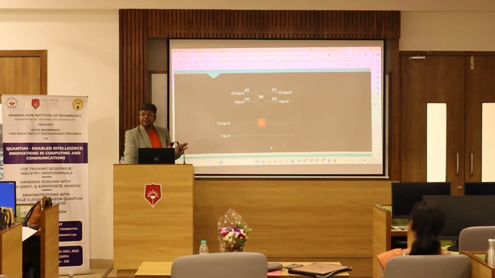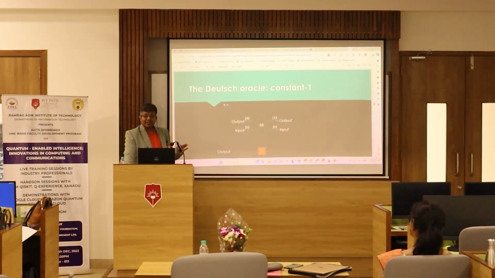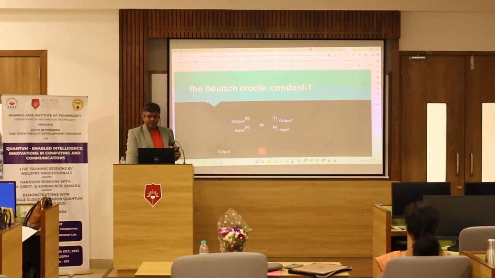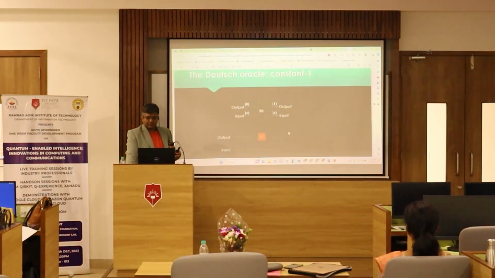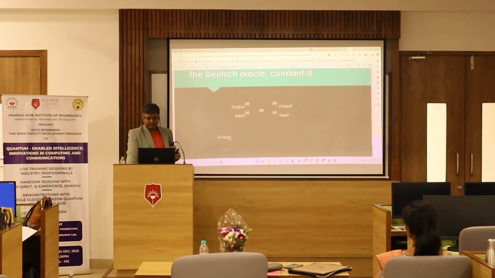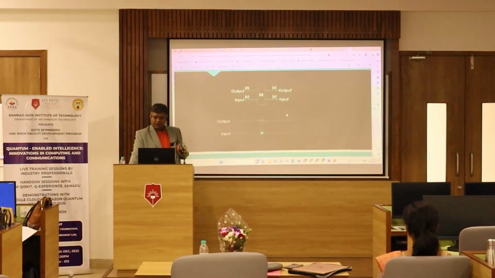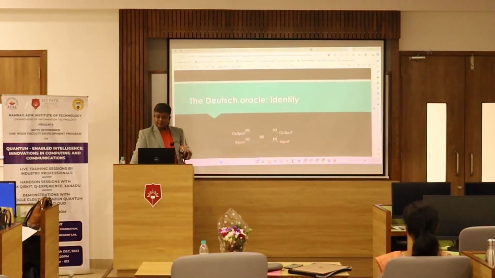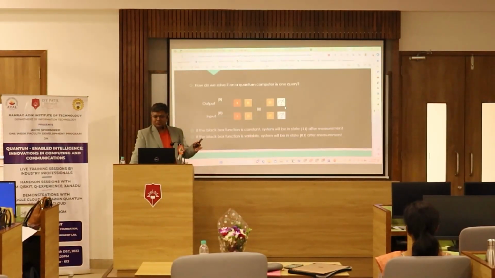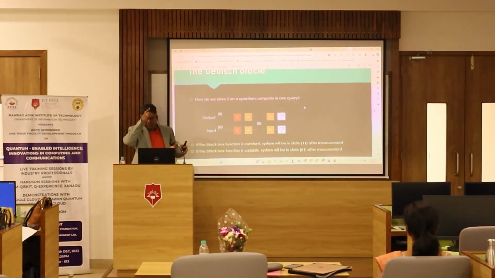And this is the circuit diagram for implementing the constant 1 operation as a Deutsch oracle. Deutsch was a scientist with a famous algorithm, the Deutsch algorithm. His name is given to this oracle concept. This is a common hack: add an additional output qubit to which the function action is applied. This is very easy to understand. With these things, you can now implement an oracle, which is more or less like a black box, by adding one more bit for identity, negation, constant 1, and constant 0. And now you can have multiple operations on multiple single qubits.